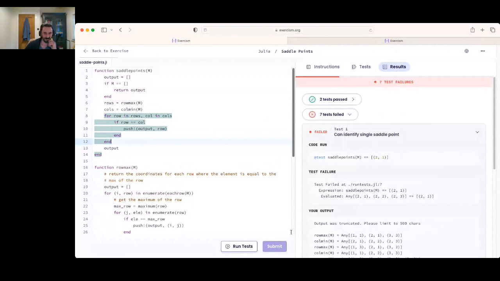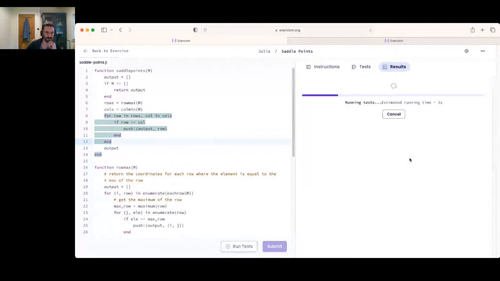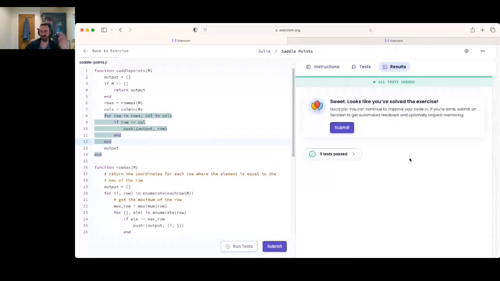Let's see. Run tests. How many do we fail? Look at that. Frickin' genius. There you go, that's quite easy. That's quite nice, quite a nice little challenge. It is magnificent, thank you.